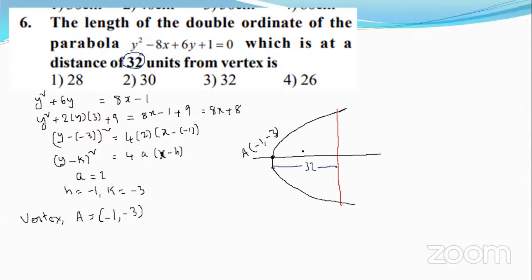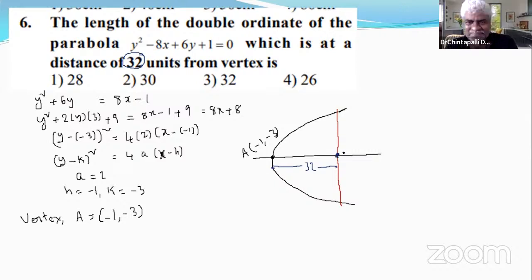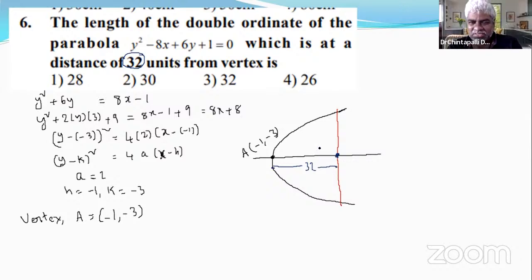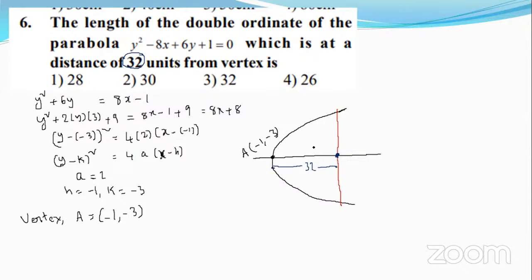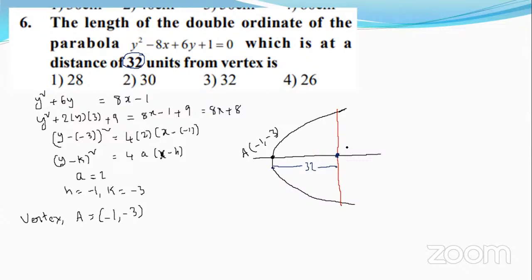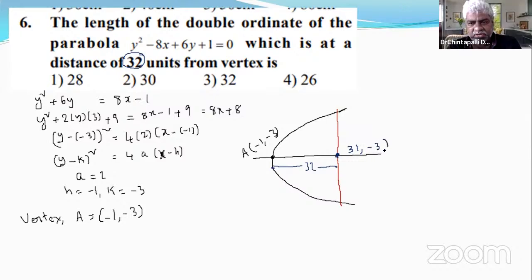Can you tell the coordinates of this point? From the point -1 comma -3, we need to go right side, in the direction of right side. How many units? 32 units. 32 steps right side. Plus 32 for the x coordinate. Very good, you told correctly. The coordinates of this point are 31 comma -3.